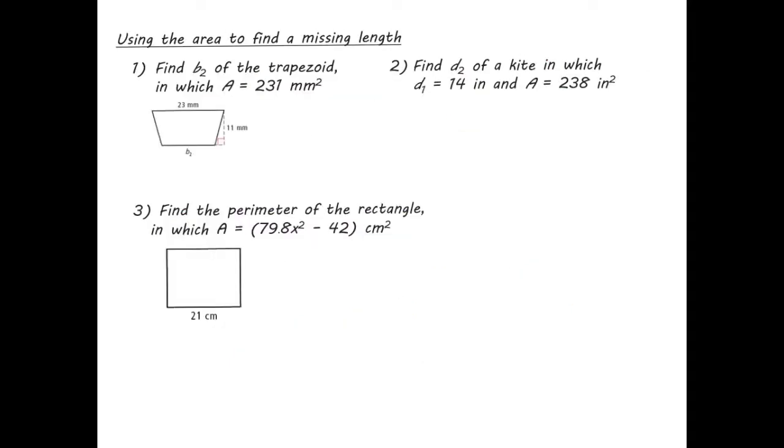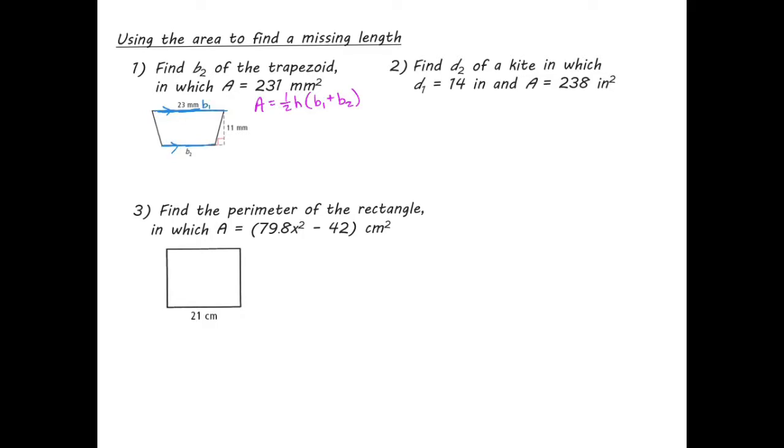All right, I got 3 more examples. This time we're going to be using the area to find a missing length. So the first one we have is a trapezoid. So I know the area is equal to 1/2 of the height multiplied by the sum of the bases. All right, so let's identify the bases. They're the ones that run parallel with each other. So if that's base 2, this is base 1.